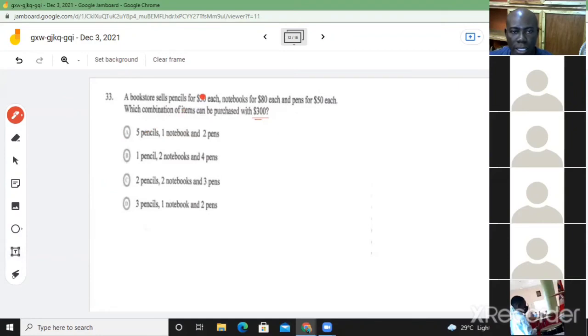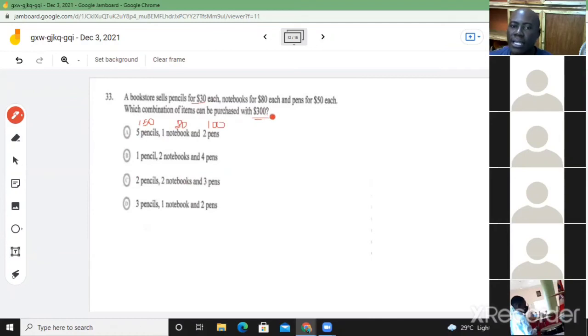5 pencils is $150. Everybody agree? $30 for 1 pencil, 5 pencils is going to be $150. Agree with me? Yes, sir. One notebook is $80. And then 2 pens would be $100. When you put this together, don't you realize that it passed the 300 mark? Yes, sir.